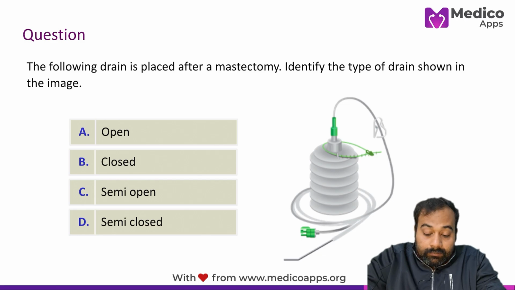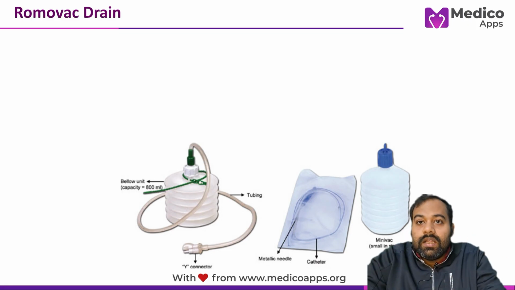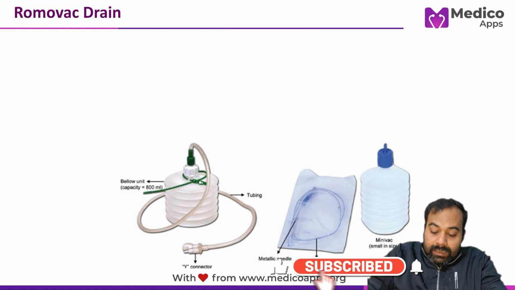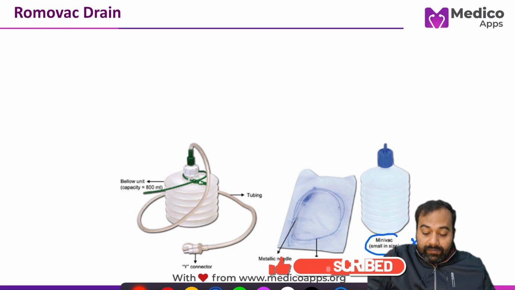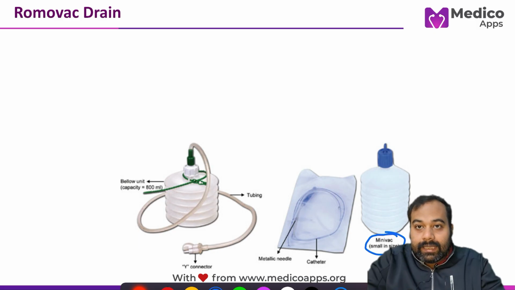Now the name of this drain is basically the Romovac drain. So this Romovac drain is basically a closed suction type of drain, right? And there is one miniature version of the Romovac drain that is known as the mini-vac. It basically possesses an accordion-like reservoir, right?